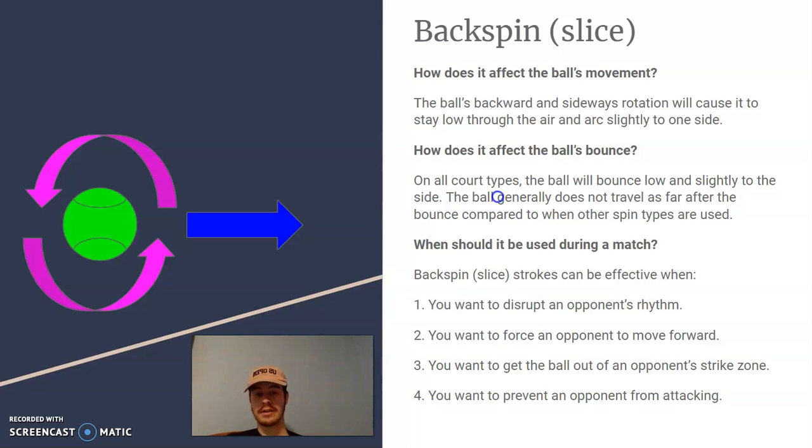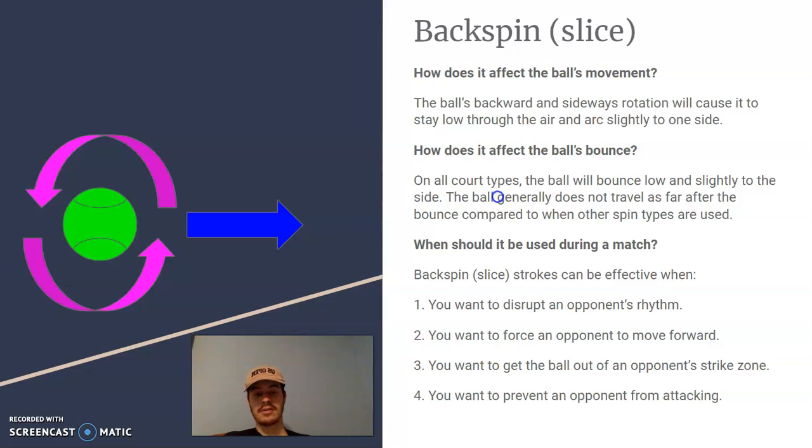This is kind of the point number 3 is similar to what we talked about when we were talking about topspin. Slice can be used to get the ball out of an opponent's strike zone, except this time in the opposite direction. So instead of kicking the ball up too high, we're going to keep that ball nice and low. This works really well against taller players because it makes them bend down. So another good way to just keep that ball away from an opponent's ideal hitting zone.